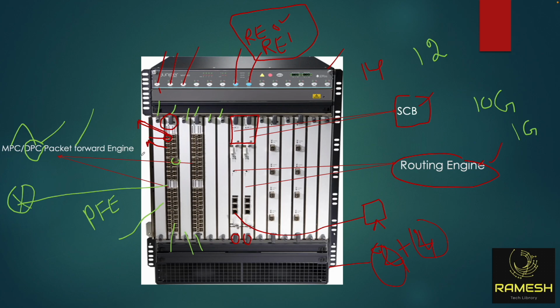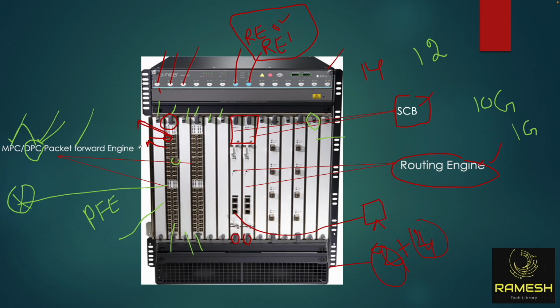PFE components are where all the interfaces, like GE1/0/1, belong to the packet forward engines. So these PFE components are MPCs or DPCs. There are models in this PFE. So these are all our FPC slots. In Juniper they used to call these FPC slots. In this FPC slot, you can install either an MPC line card or a DPC line card, based on your requirement.